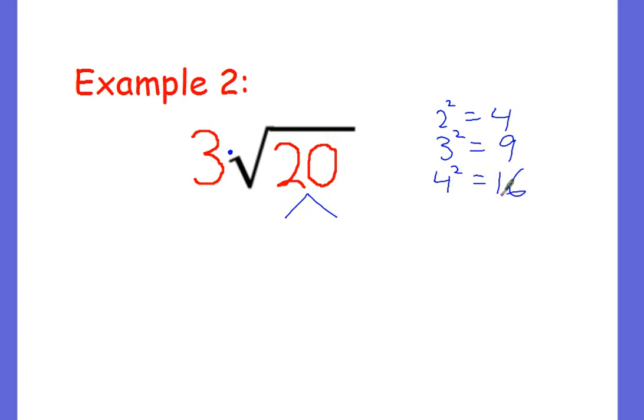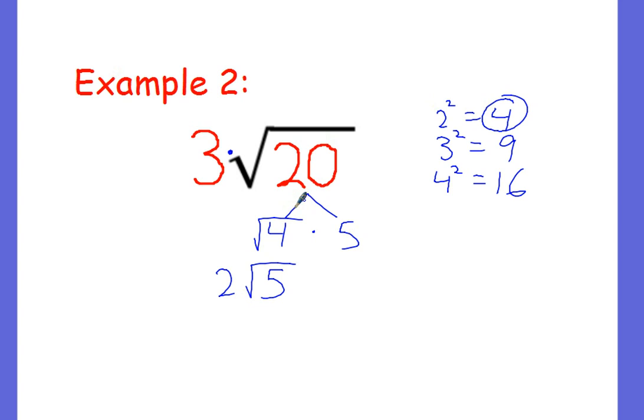Etc. Right? So the largest perfect square that goes into 20 is 4. Right? Could do 4 times 5. And then we can take the square root of that. Square root of 4 is 2, so I can bring a 2 out of the radical, and then I would be left with 5 inside the radical.